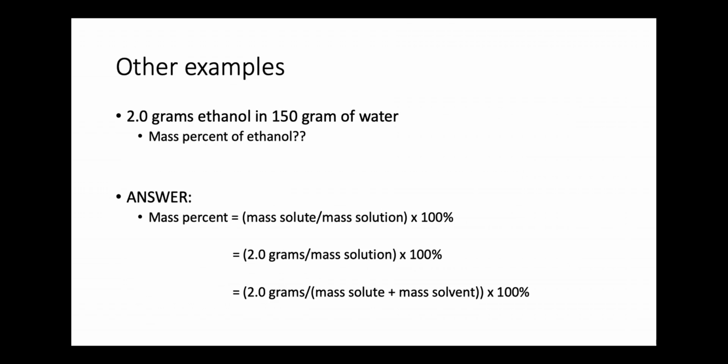I have a couple more examples. So let's look at 2 grams of ethanol and 150 grams of water. My solute is my ethanol and my solvent is my water. So 2 grams and 150 grams. So here are the formulas. Mass solute divided by the mass solution times 100. The solute is 2 grams, and then I have to find the mass of my solution, and that's the same as my solute plus the solvent.